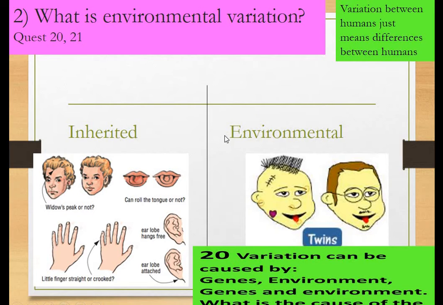Whereas environmental variation has to do with what you do in your life and what happens to you in your life. So variation between humans means the differences. Some of them are inherited. You could inherit these things. And some of them are environmental. We might choose to use tattoos. We might hurt ourselves and get a scar. We might choose to put earrings in our ears or dye our hair a different color. That is not inherited from our parents.